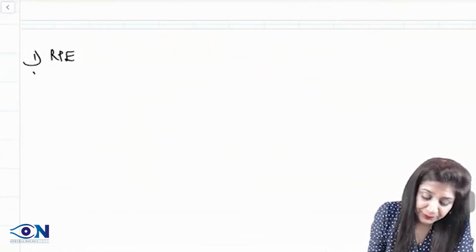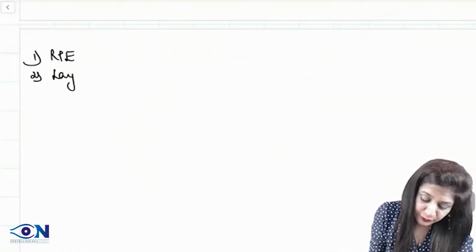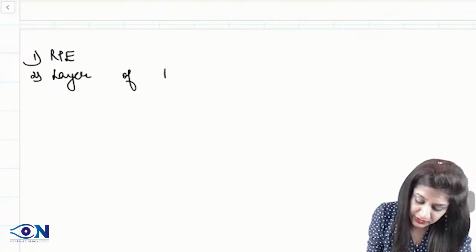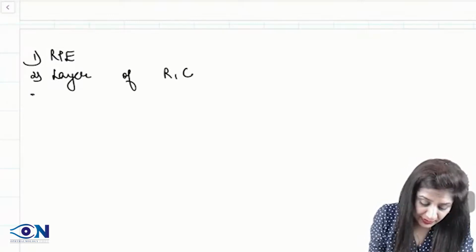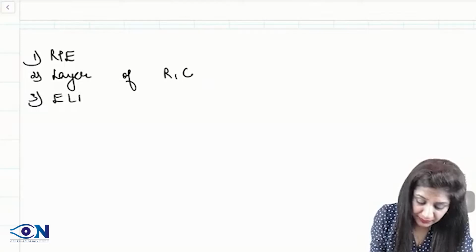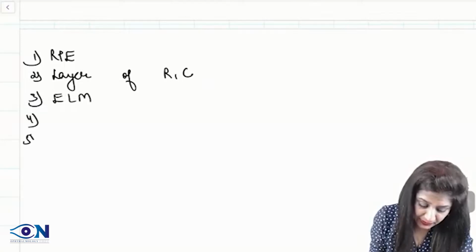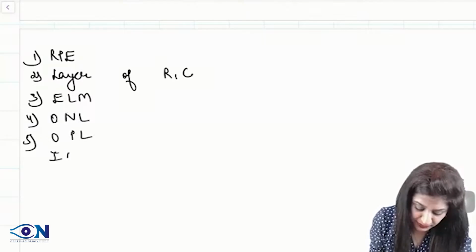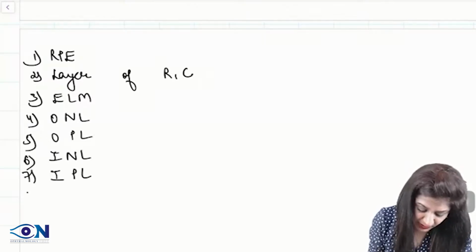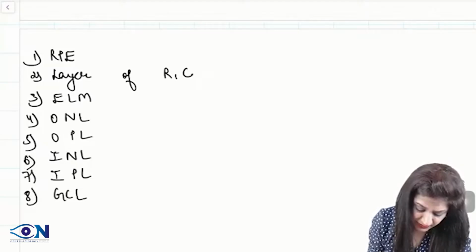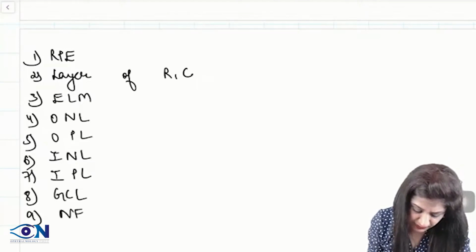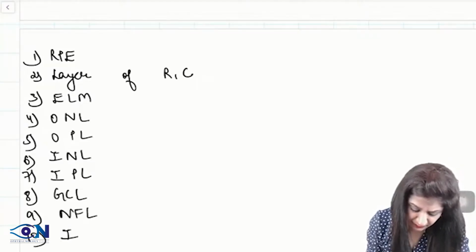RPE layer first. Then we have the layer of the rods and cones. Then we have the external limiting membrane. Then it is outer nuclear, outer plexiform, inner nuclear, inner plexiform. Then we have the ganglionic cell layer. Then we have the nerve fiber layer, and finally the internal limiting membrane.